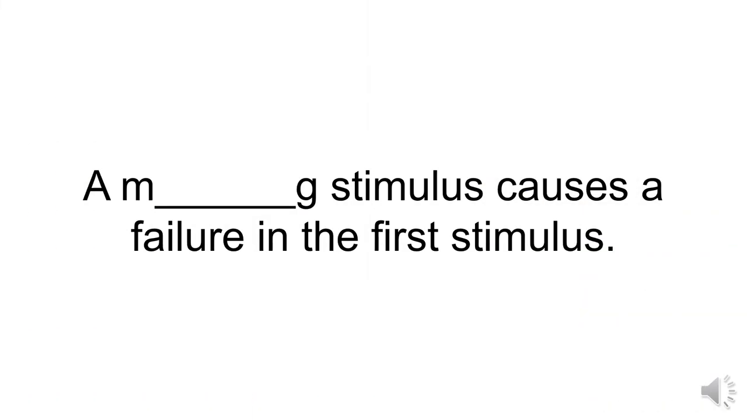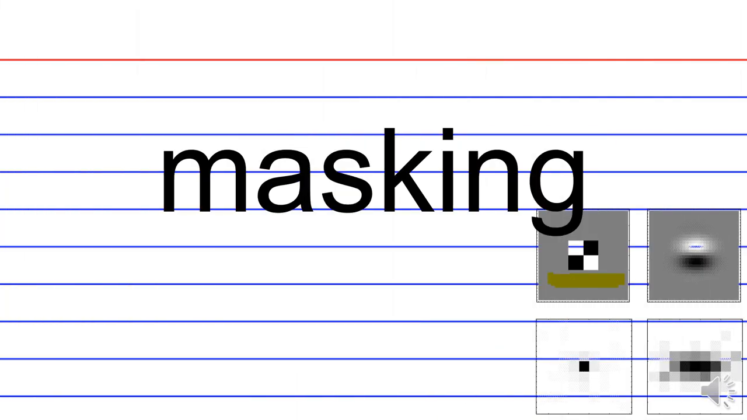A M-blank-G stimulus causes a failure in the first stimulus. So what other type of stimulus would cause a failure in the first stimulus? That would be a masking stimulus. So if this is the first stimulus that you're shown, but you immediately are shown this after, this image will create an interference with you perceiving this, the intended image. Or it could be any one of these. They'll all interfere. They're called masking stimuli.